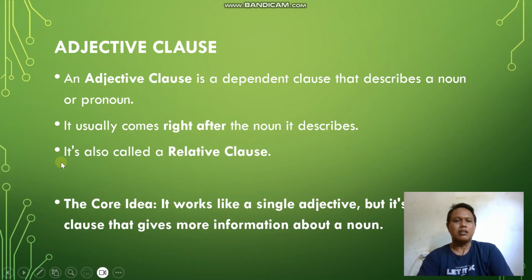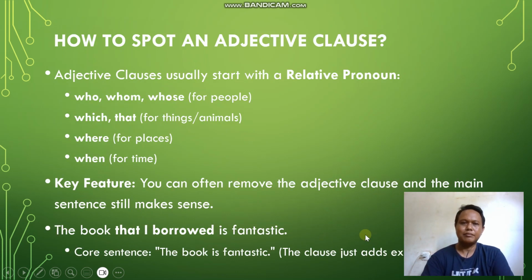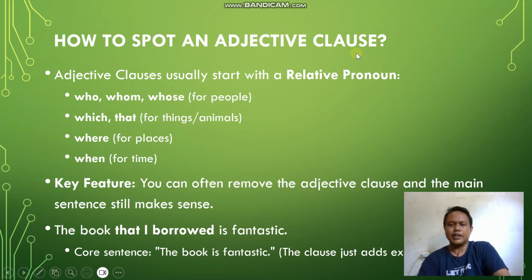It's also called a relative clause. So a relative clause is an adjective clause. The core idea: it's like a single adjective, but it's a whole clause that gives more information about a noun. So an adjective clause describes or gives information about a noun. How to spot an adjective clause? How to identify it in a sentence? Where is the adjective clause?